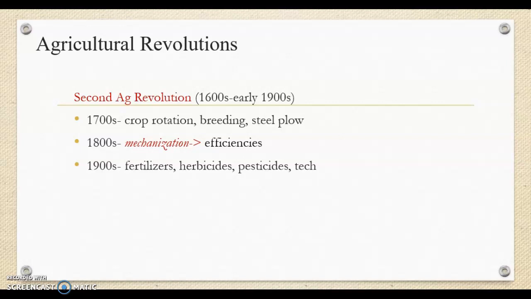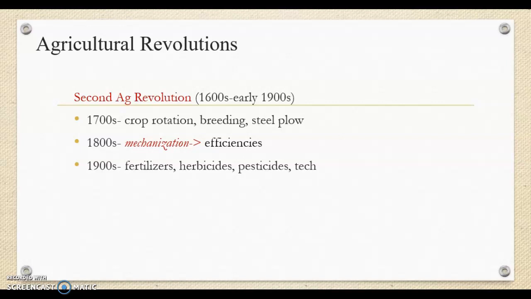The 1800s saw an increased use of mechanization. So as we moved through the Industrial Revolution, tools such as threshers were now available for farmers. So we started to see an increase in efficiencies. These efficiencies meant that a farmer could farm more acreage, and it also meant that less labor was needed. So more people began to leave farms and move towards our cities, move towards our industrial economies.